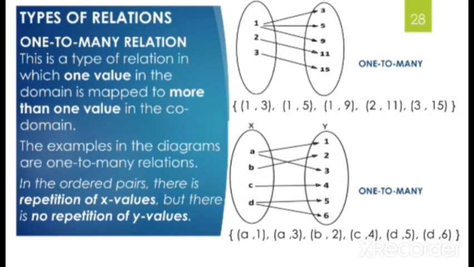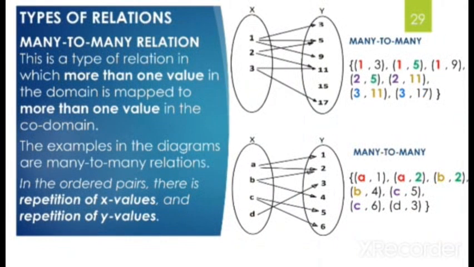In case of the ordered pairs, we want to find out if there are any x values repeating. So if any of the x values are repeating, but none of the y values is repeating, then we have a one-to-many relation. So for example, we have 1, 1, 1. They are all x values and they are repeating in that ordered pair. But when we check the y values, we have 3, 5, 9, 11, and 15. None of them is repeating. So in that case, we have a one-to-many relation.